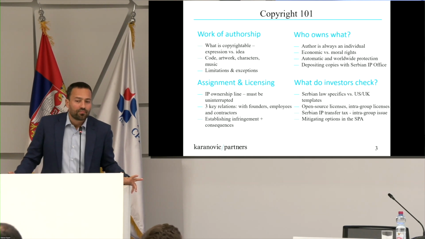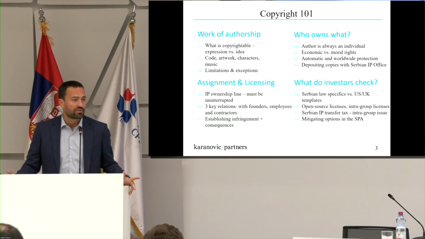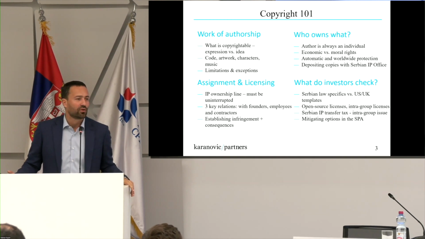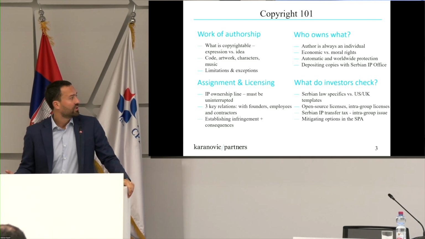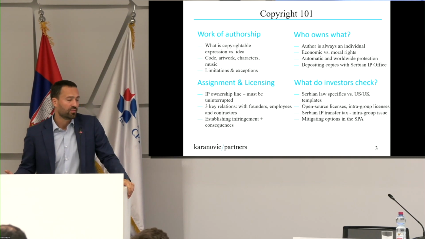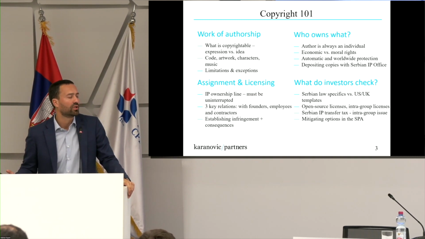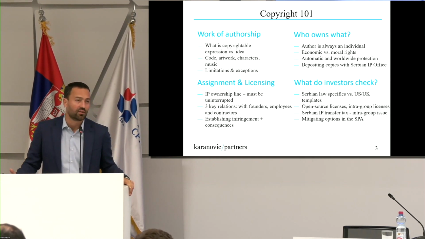Who owns what in Serbia? One of the specifics, especially compared to the common law systems, is that in Serbia the author is always an individual, a natural person. So at least initially, the copyright on a work of authorship belongs to the author or to a legal or natural person that acquires certain rights from the author. We have the dichotomy that exists elsewhere as well: economic rights, meaning the rights to commercial exploitation of the work, and on the other hand, moral rights. Economic rights you can assign or transfer, moral rights you cannot. They are tied to the author and they are stuck with him.